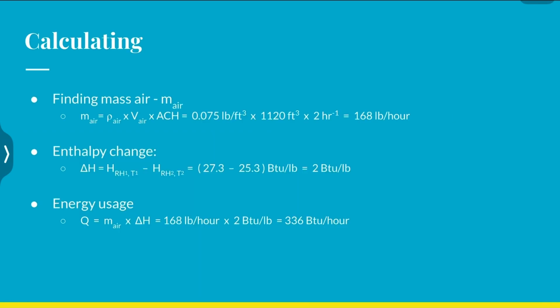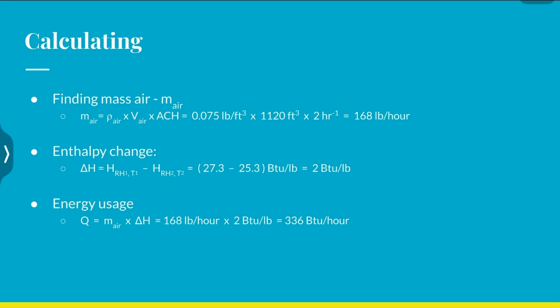So to calculate the energy usage, I first started out by finding the mass of air, which I call m air. To do this, we need to multiply density of air by volume and the air changes per hour. And so I get m air is around 168 pounds per hour.